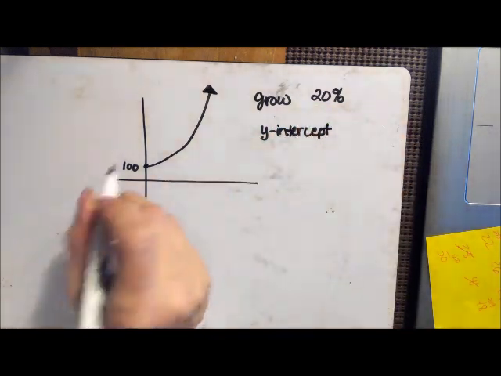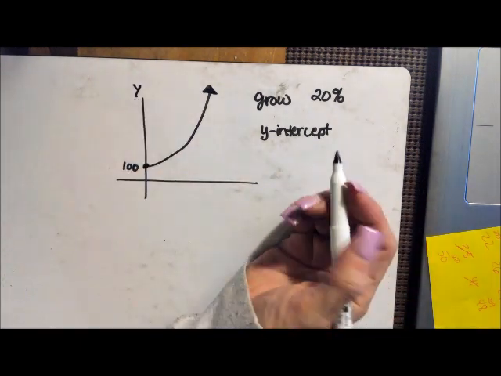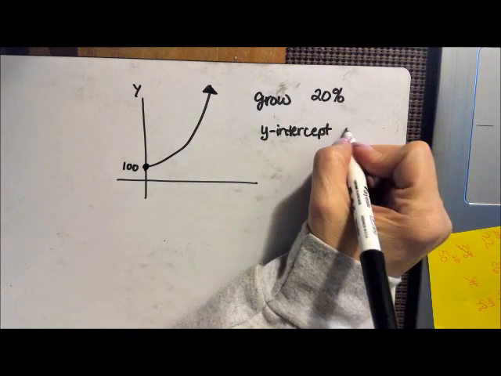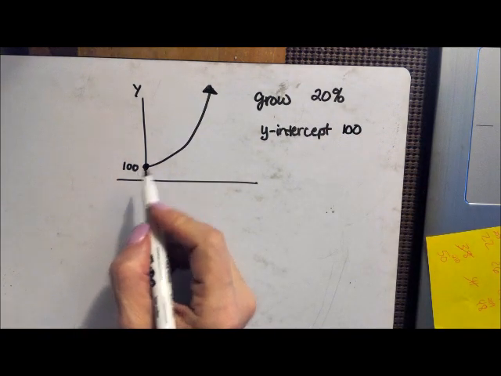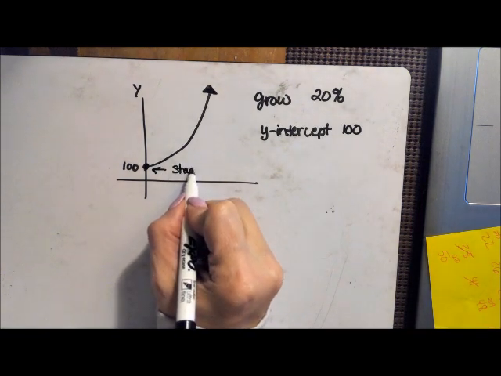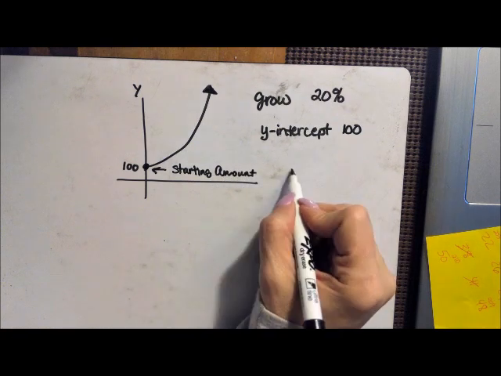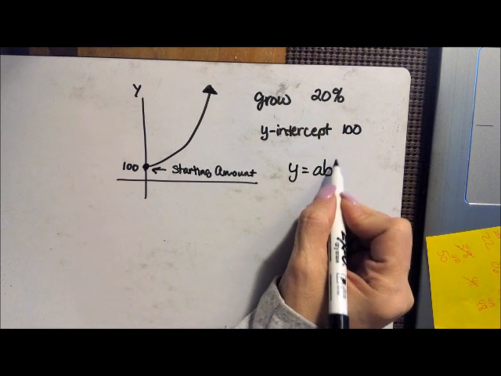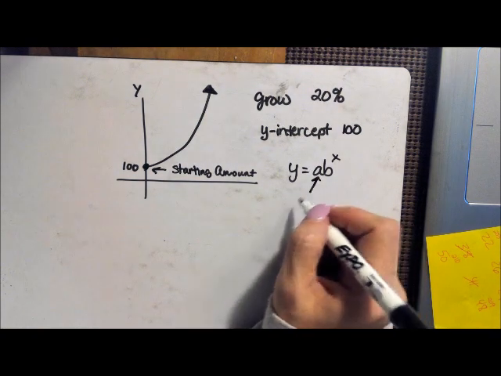You're probably already looking at it. It'd be right here. This is the y-axis. Intercept is when do I intersect the y-axis. It's right here at 100. That is the y-intercept. It's also known as where my graph starts, or the starting amount. In our equation, y equals ab to the x power, the a was the y-intercept.